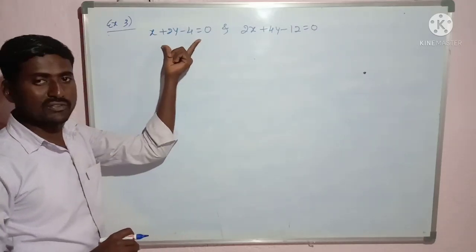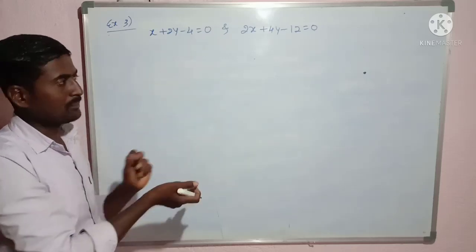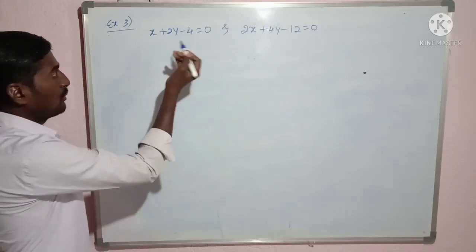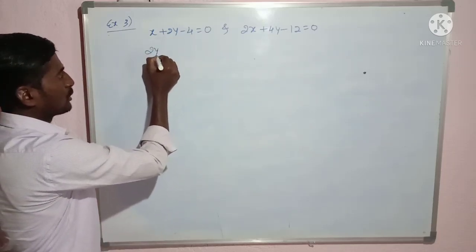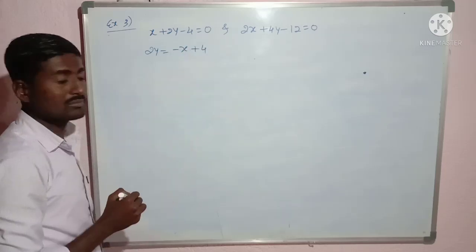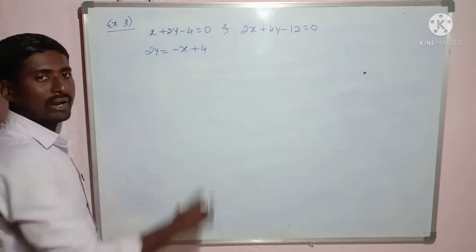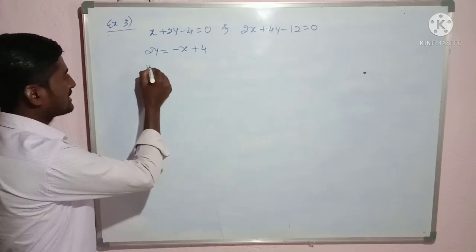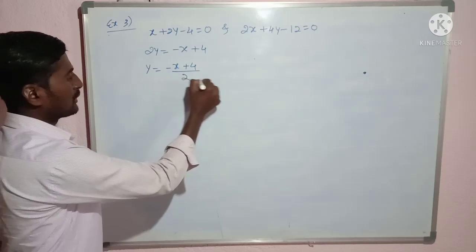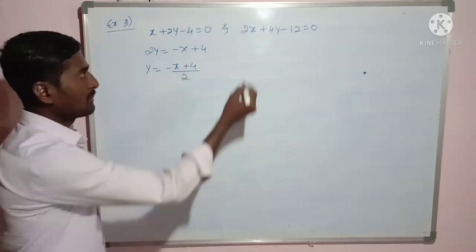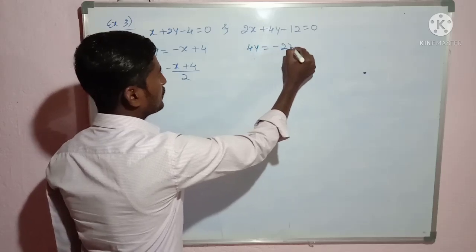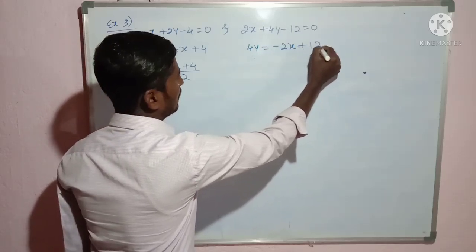First I have to convert the first equation into y equal to form. Again the second also, same, I have to convert into y equal to form. So how? Keep y on the left side, 2y is equal to minus x plus 4. Now this 2 will get divided. So it will become y is equal to minus x plus 4 divided by 2. Similarly I will do for this. 4y is equal to minus 2x plus 12, right?